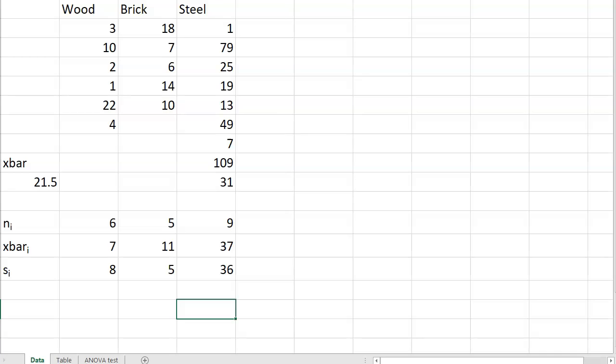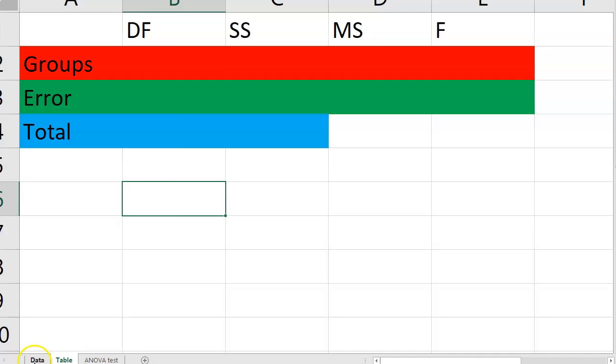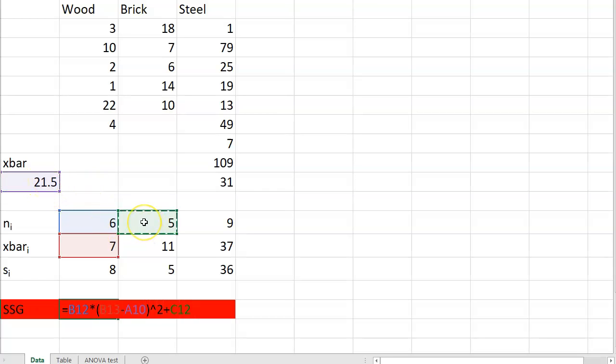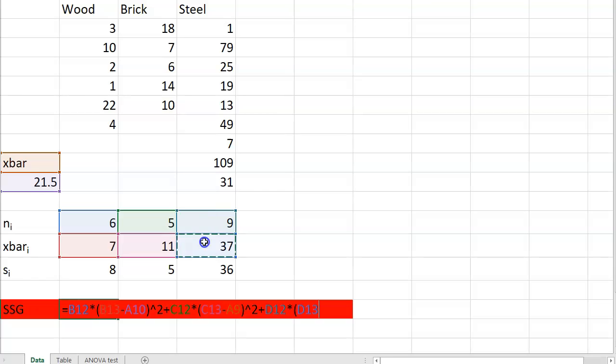Let's talk about getting our SSG. That was the top row of the ANOVA table, the one we've been coloring red. To start with, I'm going to do it the same way that I was doing it in the last video. N times this guy's average minus the overall average squared, and then the other n times this guy's average minus the overall average squared, and this n times his average minus the overall average squared.